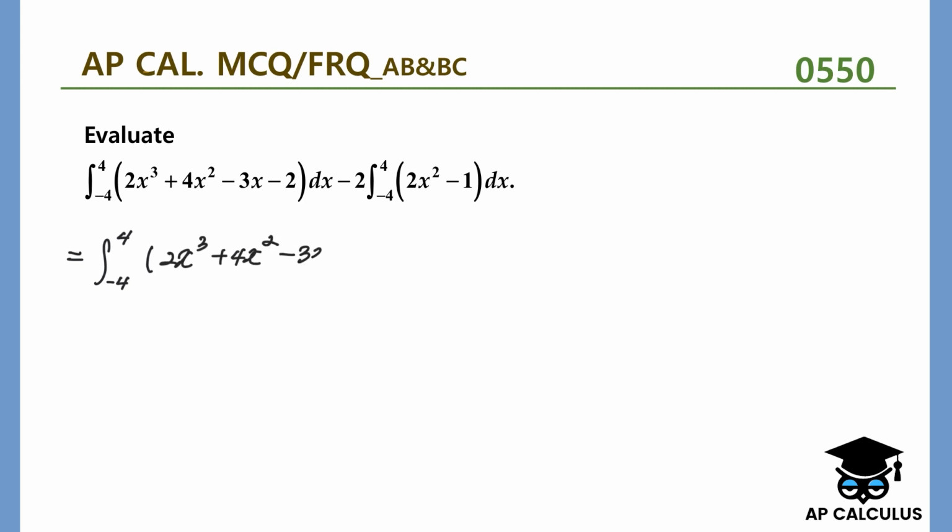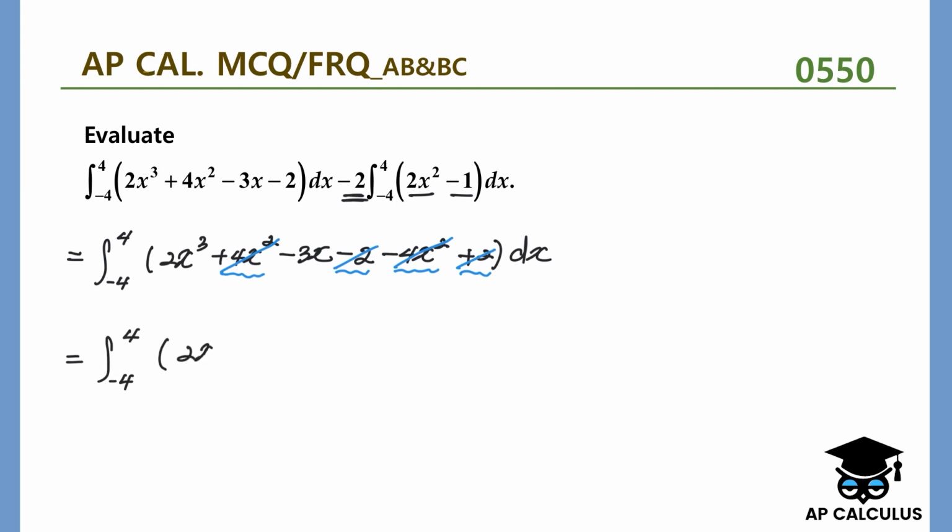squared minus 3x minus 2 minus 2 times 2x squared. So that's minus 4x squared minus 2 times minus 1. That's plus 2, right? So we have 4x squared minus 4x squared. Cancel them out. Minus 2 plus 2, right? So that is equal to the integral from -4 to 4. We have 2x cubed minus 3x dx, right?